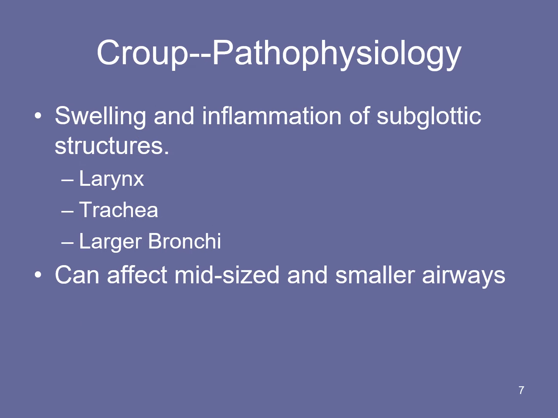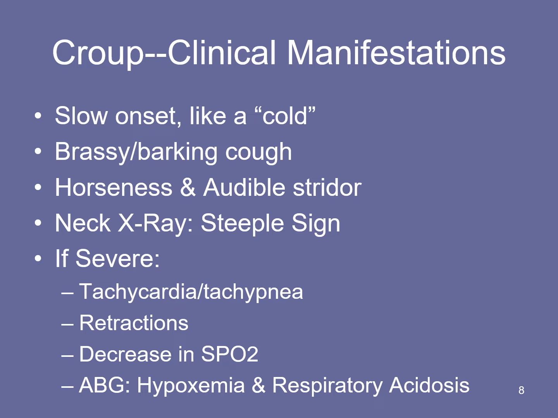Regarding the pathophysiology of croup, it results in swelling and inflammation of the subglottic structures, the larynx, the trachea, and the larger bronchi. It can also affect mid-size and smaller airways. The clinical manifestations of croup include a slower onset, like a cold that worsens, brassy, barking cough, hoarseness, and audible stridor. We can argue that audible stridor is almost redundant because most forms of stridor you can hear with the naked ear.